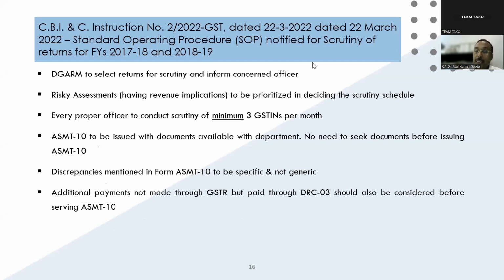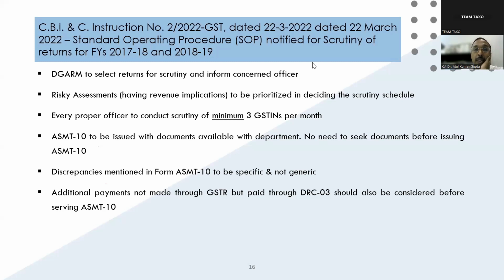So it's not a case that there is a gap between a GSTR 1 and the 3B and simply they will issue a show cause, they will issue a scrutiny notice. No. They should consider the ASMT 10 before ASMT 10. They should consider all the DRC 03 also, whatever is being raised, issued by the department.